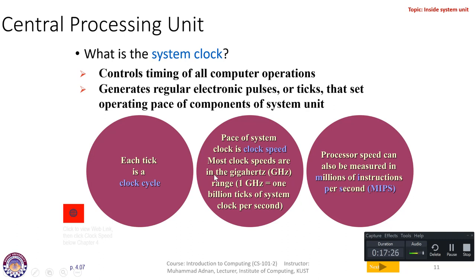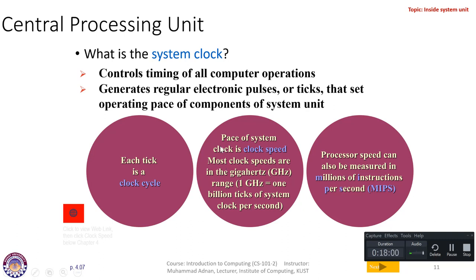Most clock speeds are in the gigahertz range. 1 gigahertz is equal to 1 billion ticks of a system clock per second. Processor speeds can also be measured in millions of instructions per second. So if millions of instructions are executed in 1 second, we say millions of instructions per second, MIPS. The higher the clock speed, the more instructions are executed by the computer system, which means the computer has greater performance.